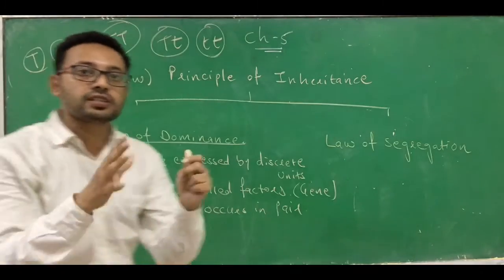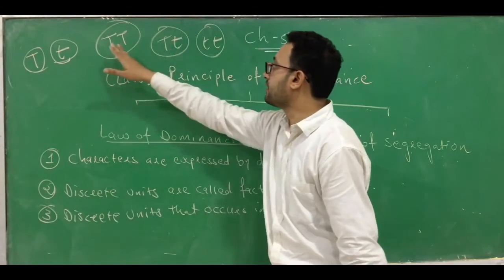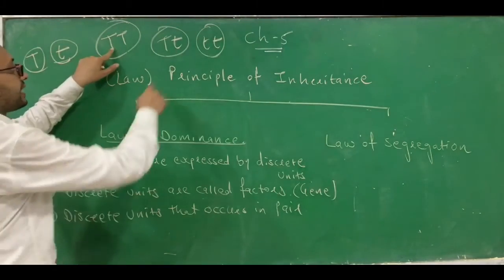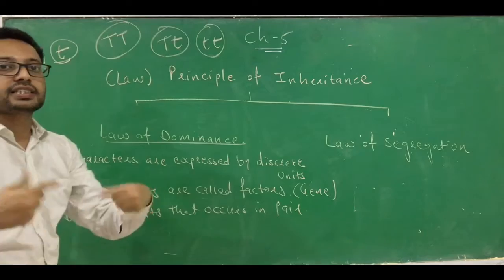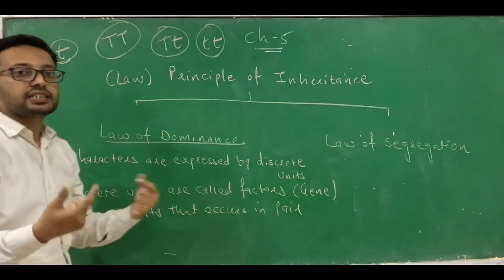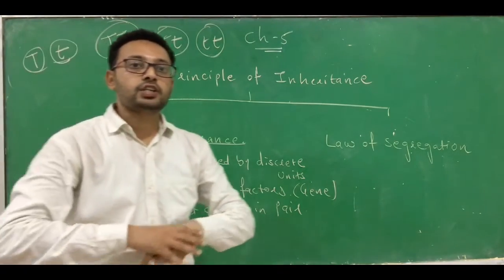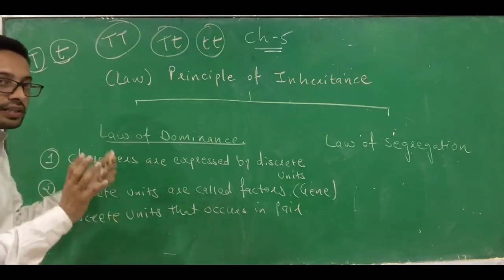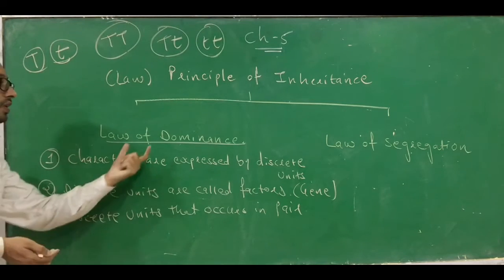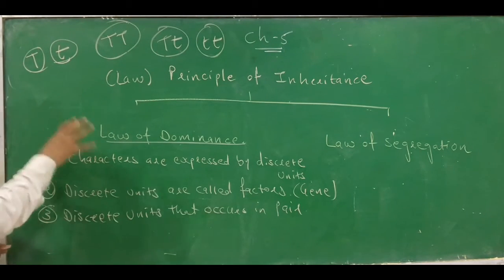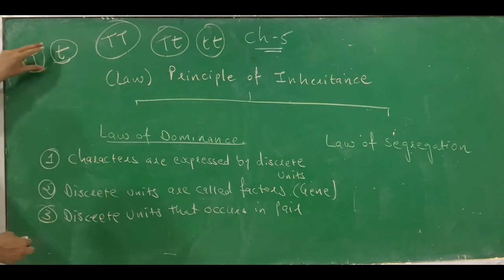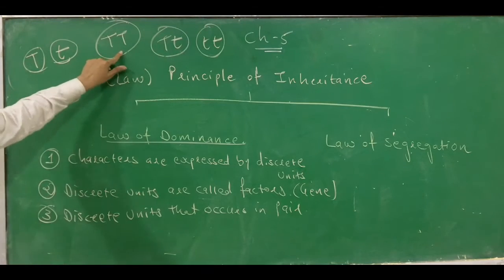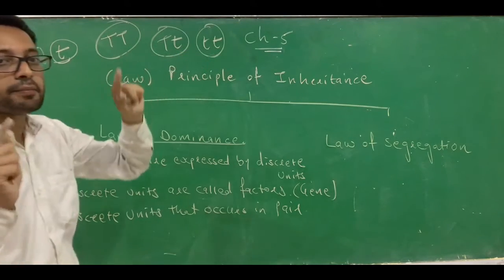Means the factors or the genes occur in pairs like this. And these are called alleles. Capital T and small t, they are considered alleles, which are characterized by two different characteristics. So the discrete units occur in a pair. Learn this first and then we go ahead. According to the law of dominance, characters are expressed by discrete units, like such kind of letters. We are calling them factors, and these factors occur in a pair.